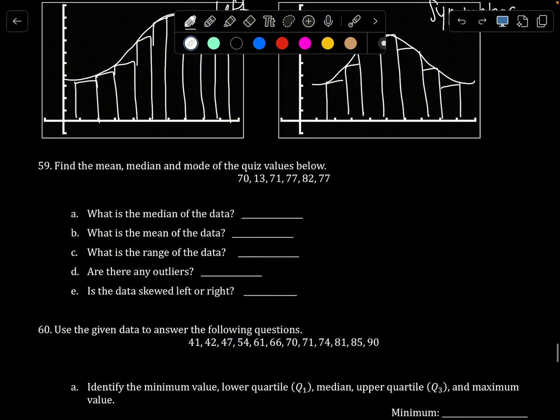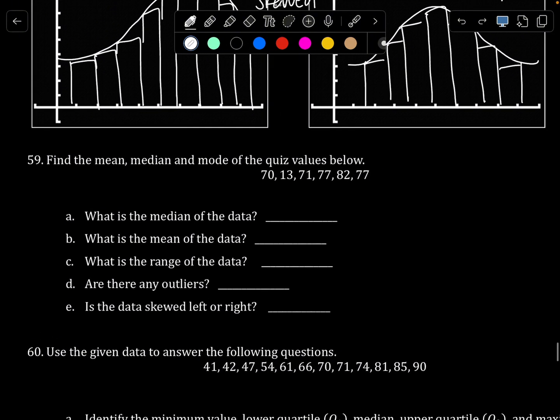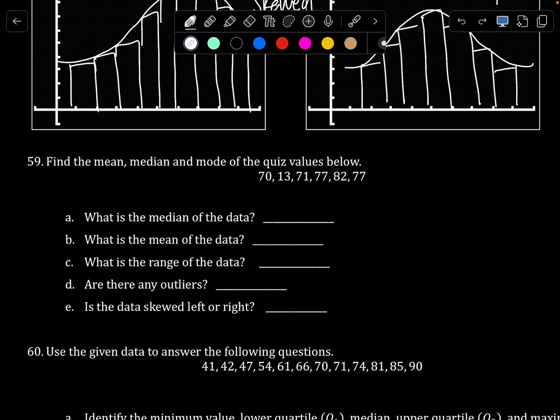Now let's find the mean, median, and mode of the quiz values. So what's the median? First of all, let's write these in order from least to greatest. The smallest number is 13. Then we get a 70, and then a 71, 77, 77, and 82.